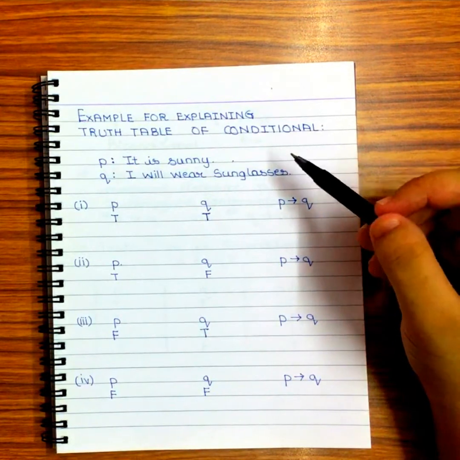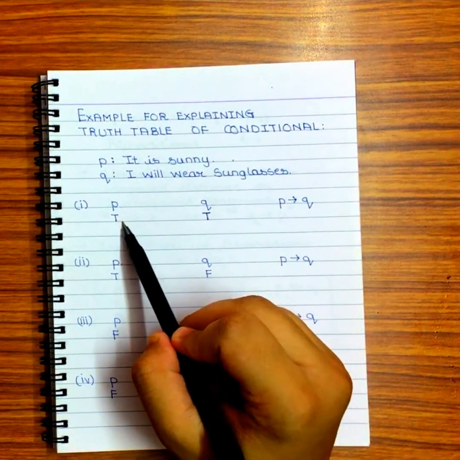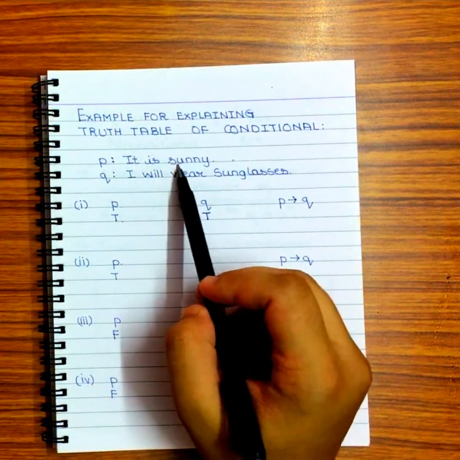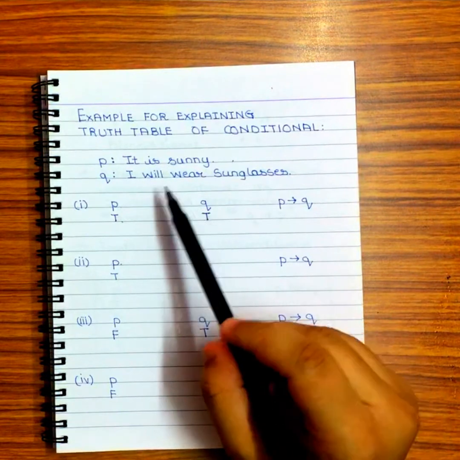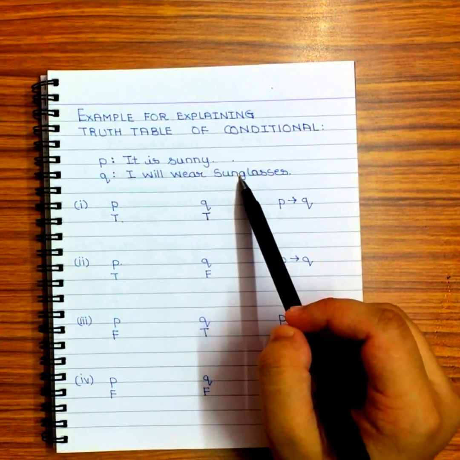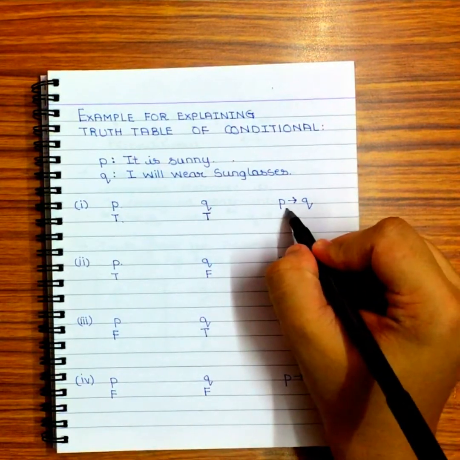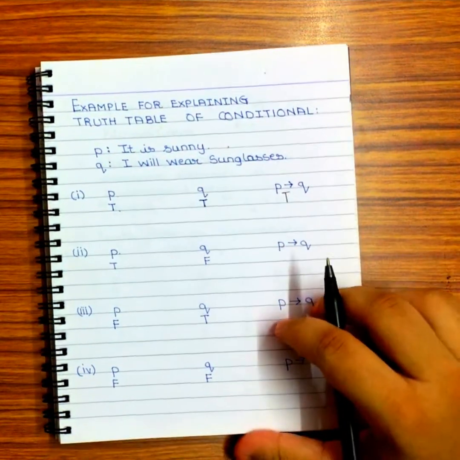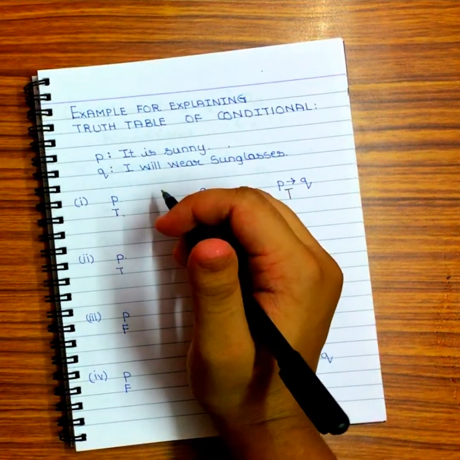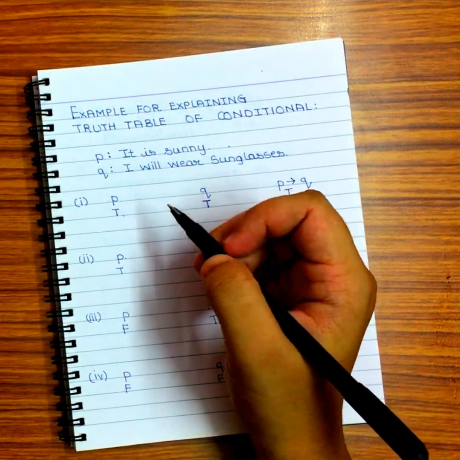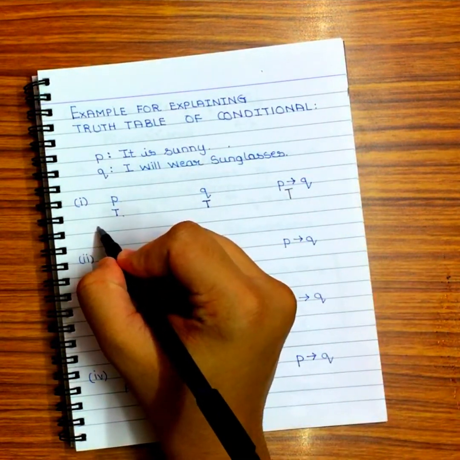फर्स्ट वन, इफ द P इज ट्रू, इट मीन्स इट इज सनी, बराबर है. सो इफ इट इज सनी, करेक्ट, देन आई विल वेयर सन ग्लासेस, तो सनी भी है और मैंने सन ग्लासेस भी पहने हैं. सो व्हाट इज़ द ट्रूथ वैल्यू, इट इज़ ट्रू. ओके, मतलब माई प्राइमरी ऑब्जेक्टिव वॉज दैट अगर सनी रहेगा तो मैं ग्लासेस पहनूंगा.